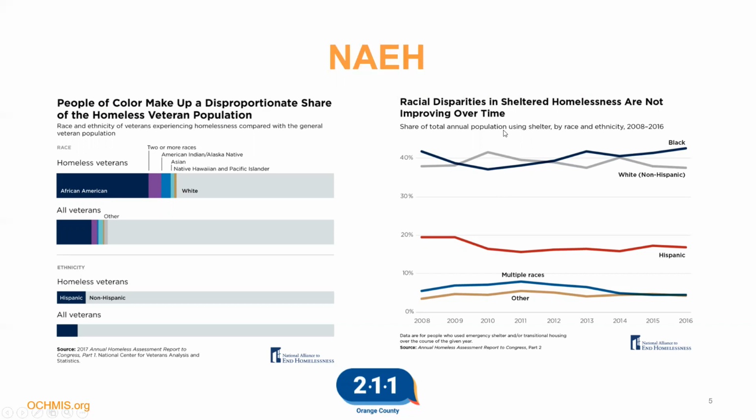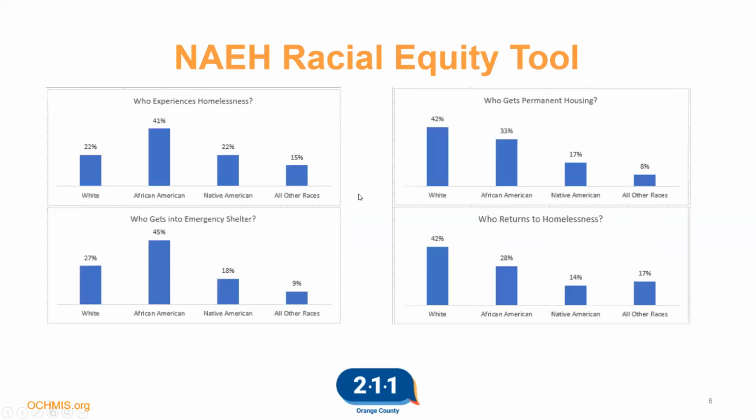On the right side here, we are looking at racial disparities over time. So this is in the homeless population, the number of homeless clients by each race, just year over year, and you can see the trends are pretty much staying the same. So that's another way we can look at this race data.